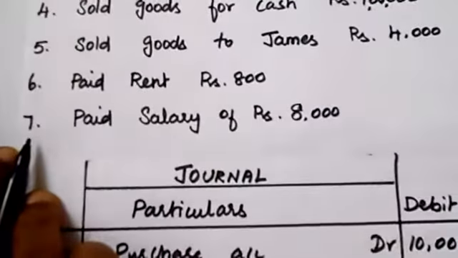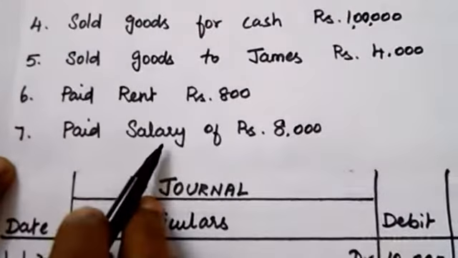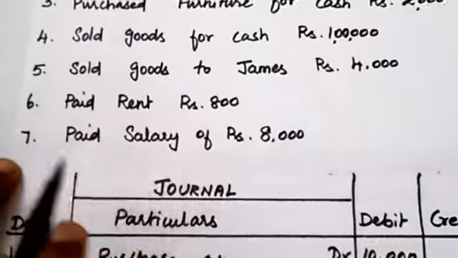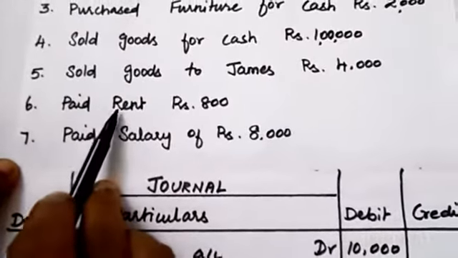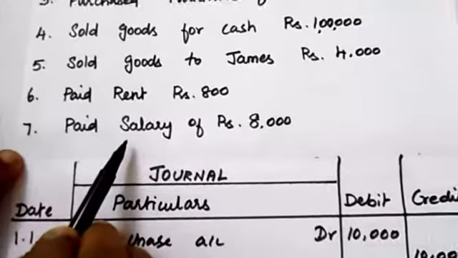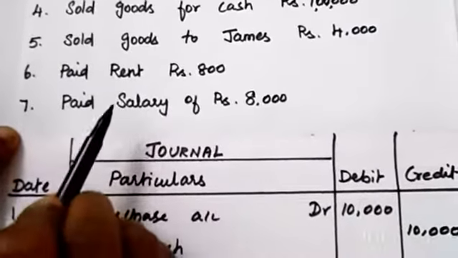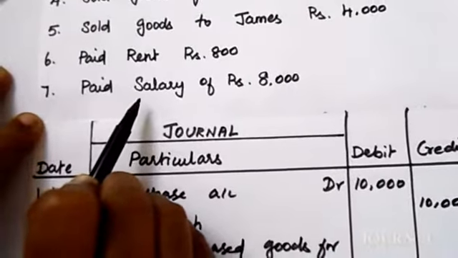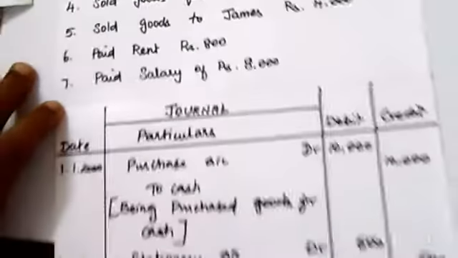Then last entry. On 7th January 2000, paid salary of rupees 8,000. Same thing, just like the previous transaction. There it was rent, but here salary. So salary also is an expense for the business, for the concern. So any expense, it's a nominal account. What is the nominal account rule? Debit all expense. So write debit.